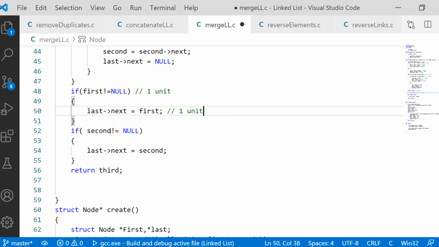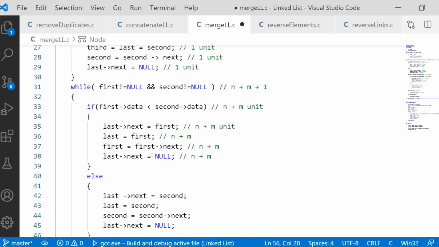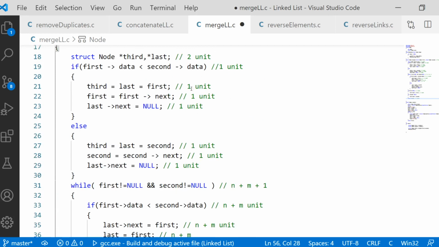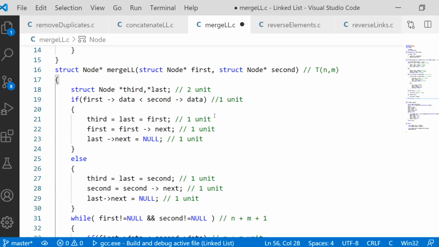So 1 unit. I'm skipping the time taken by this, because either one of the things will be working. For return, 1 unit. Now, putting it together, what is going to be the time complexity? 1 plus 1, 2, plus 1, 3. Then 3 plus 1, 4, plus, I think here any one part I need to take, right? So 4 plus 3, 7, 7 plus 3, 10. So T of n comma m is equal to a constant time of 10.